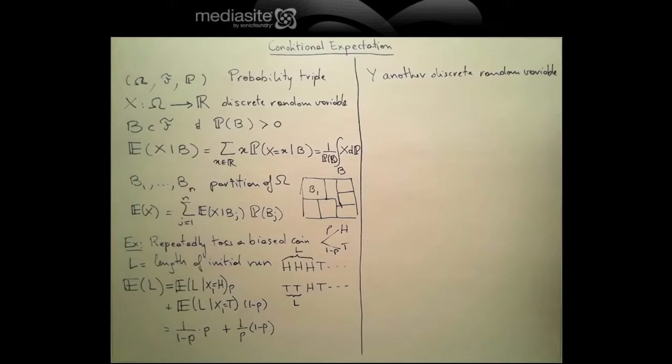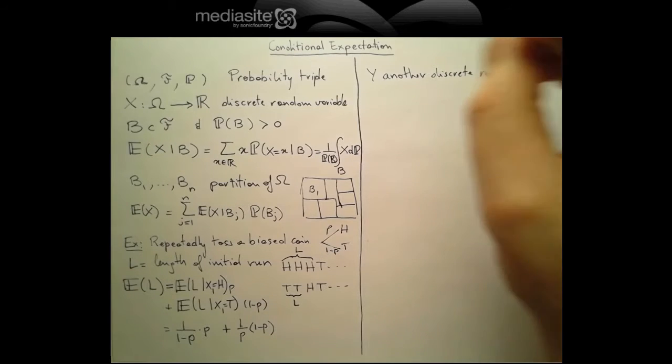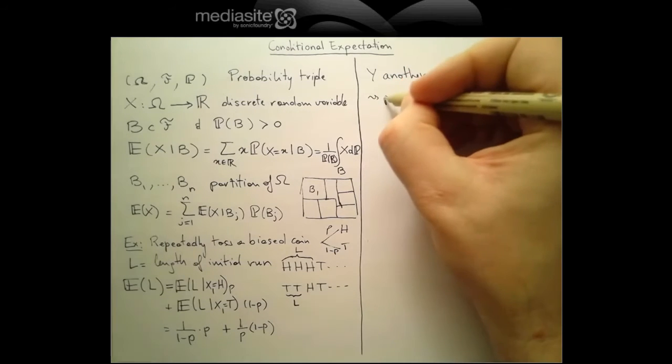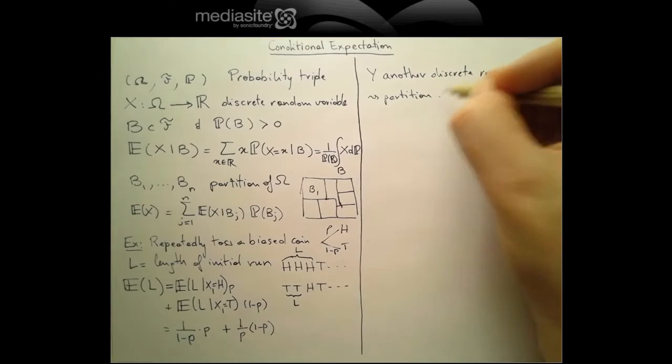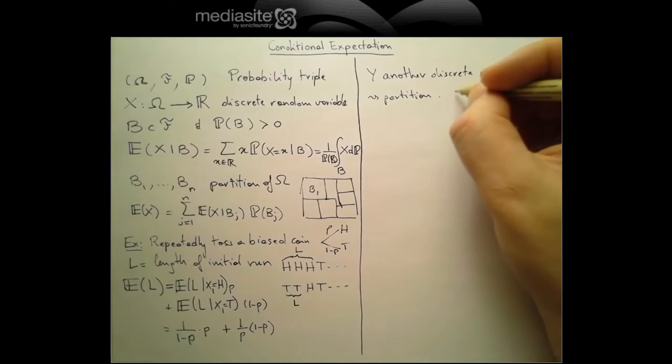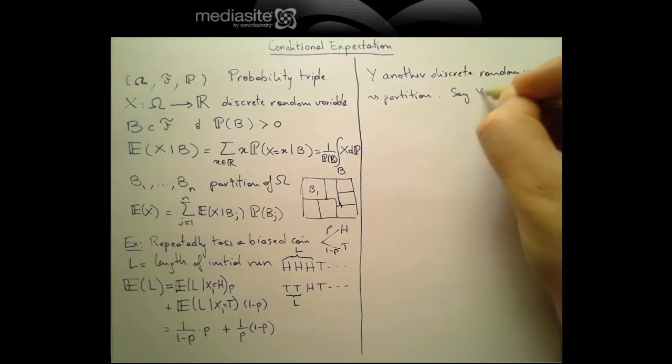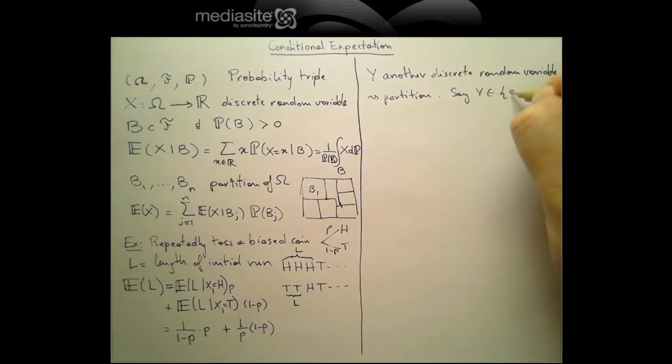Discrete random variables are great at creating partitions, right? So this gives rise to a partition. For instance, let's assume that Y takes values in 0, 1, up to n. It's a discrete random variable. We can always assume something like that if it's finite range, let's say.